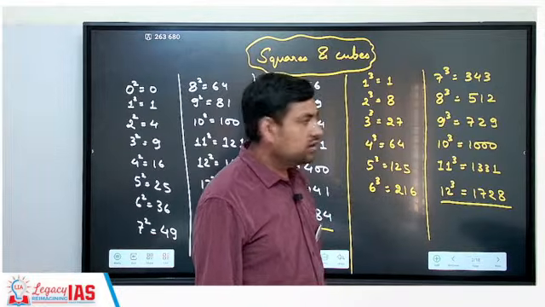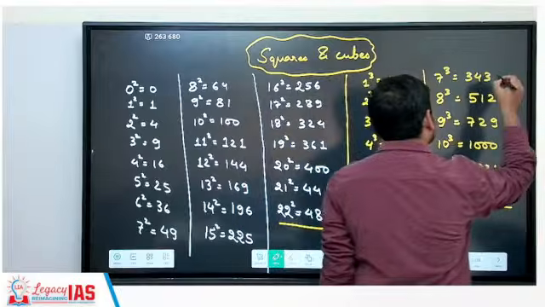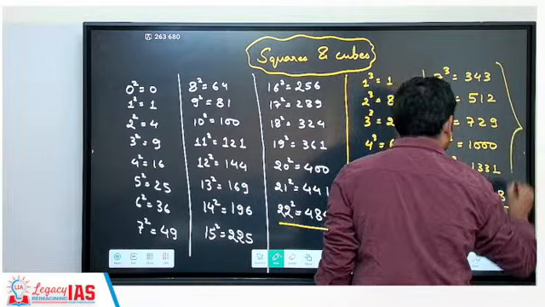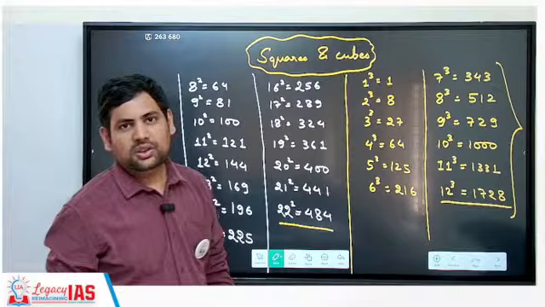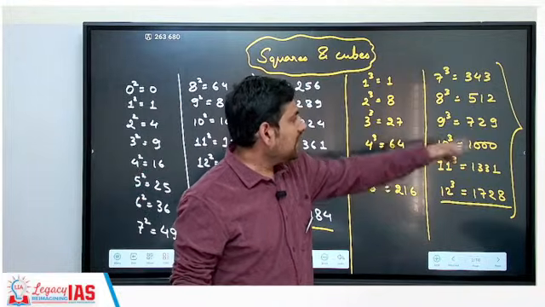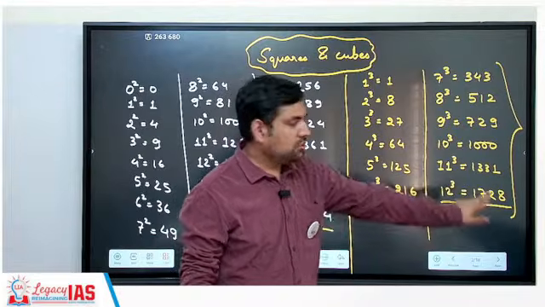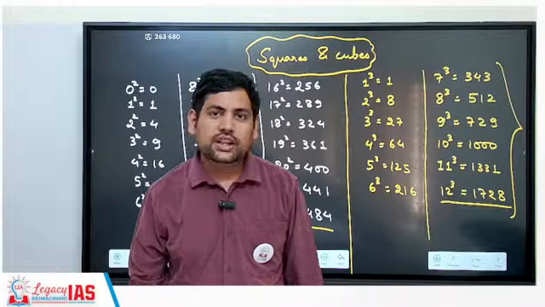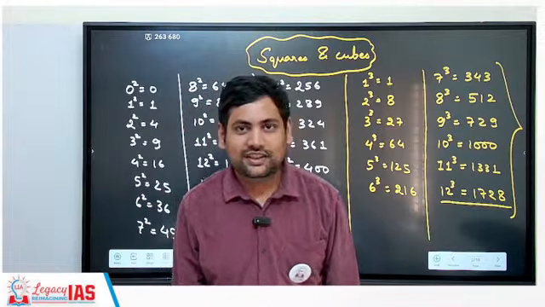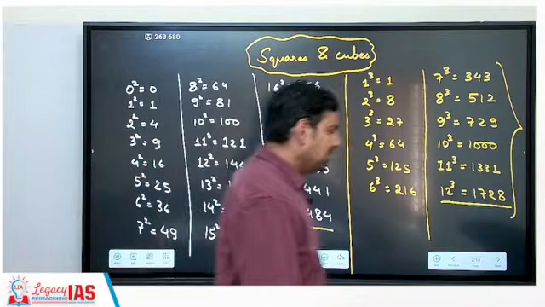6 cube is 216, from 7 cube. Now, most people won't remember this. So, please try to remember these. 7 cube is 343, 8 cube is 512, 9 cube is 729, 10 cube is fine, 11 cube is 1331 and 12 cube is 1728. Please try to remember at least these. Okay. It will help you a lot, not just in this chapter but in any chapter.